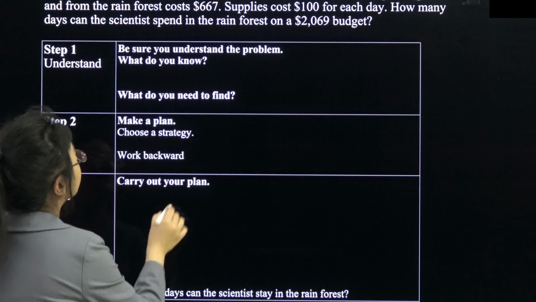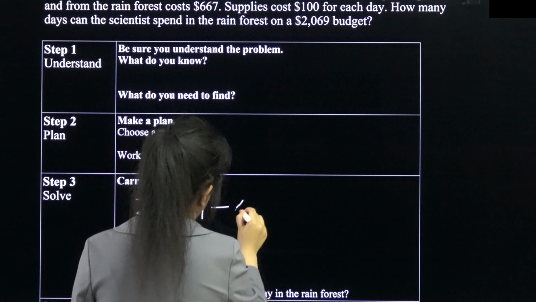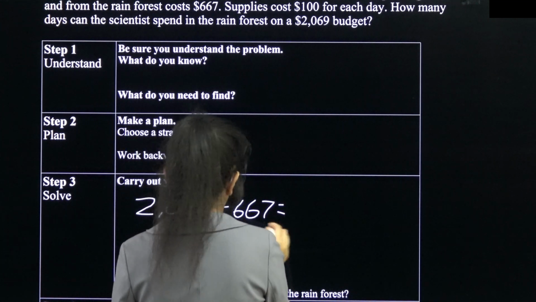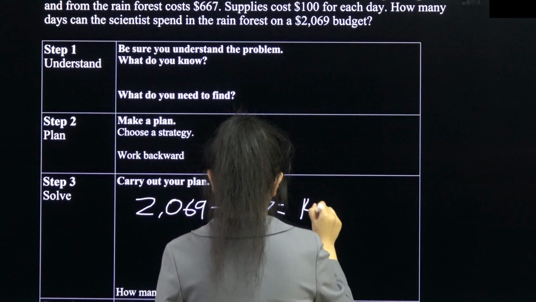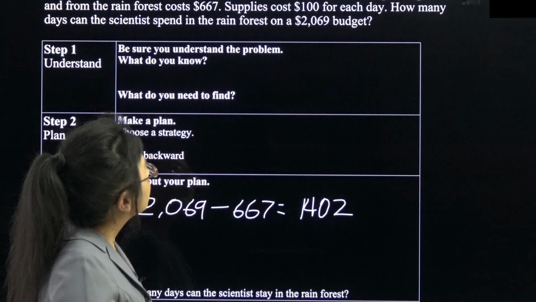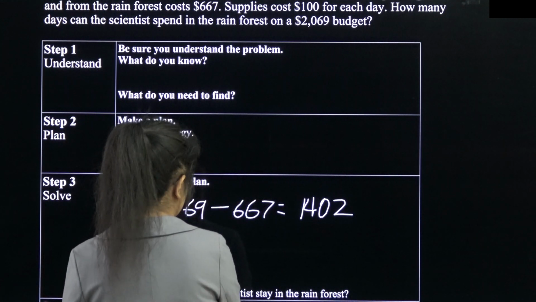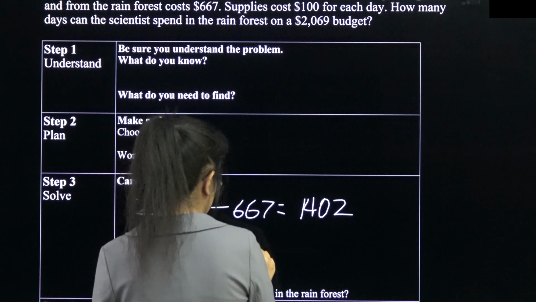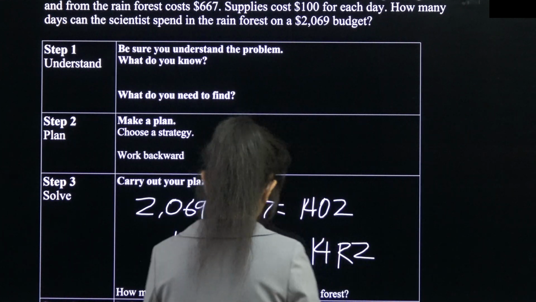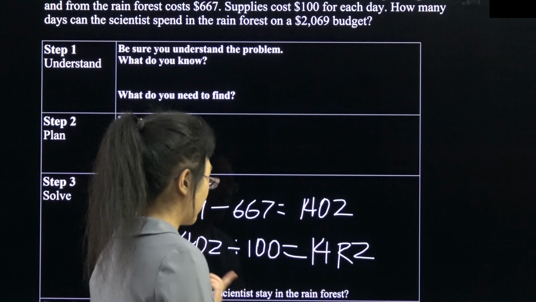To carry out our plan, $2,069 budget minus cost of helicopter flight to and from is equal to that, and the cost for supplies each day is $100, so the amount of days we could spend is this divided by 100, or at least the closest it gets, is 14 remainder 2. How many days can the scientist spend in the rainforest? 14.